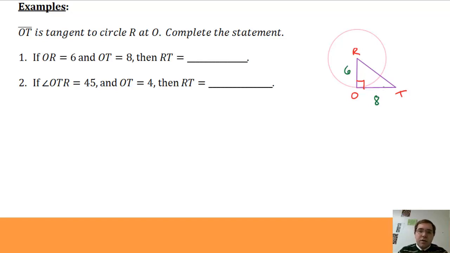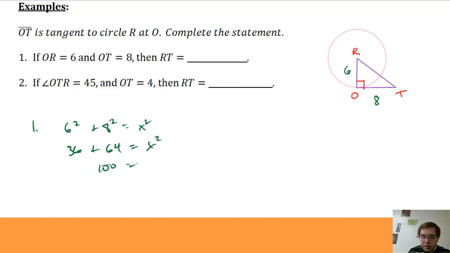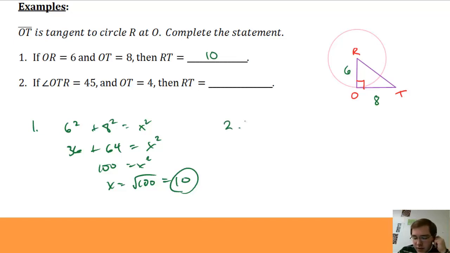Well, it's a right triangle. All we have to use is the Pythagorean theorem. So for number 1, we'd say 6 squared plus 8 squared equals x squared. 6 squared is 36, 8 squared is 64, 36 plus 64 is 100. So x equals the square root of 100, which we all know is 10. So RT is 10. So because we have a perpendicular line, we've got a right triangle, and we can use all the stuff we have about right triangles. That is really useful.